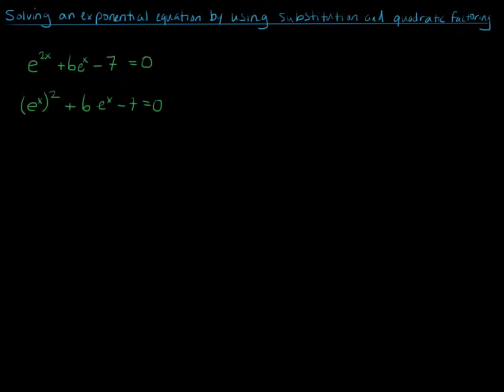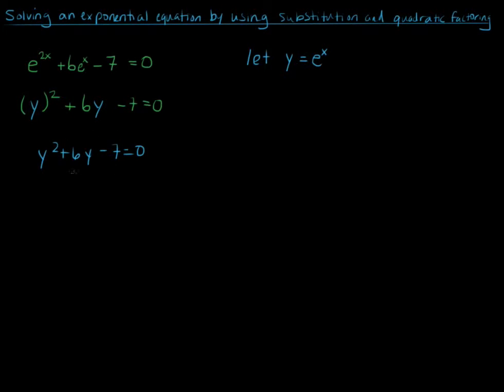So if we use substitution, let's say let y equal e to the x. Instead of writing e to the x, I'm going to write y instead. So right here where I have e to the x, I'm going to write y, and right here where I have e to the x, I'm going to write y. Now it's a bona fide quadratic function, right? y squared plus 6y minus 7 equals 0. You could use any variable here besides y. You could use u. A lot of people use u for substitution, but it doesn't matter.